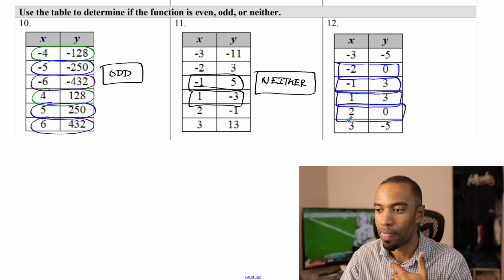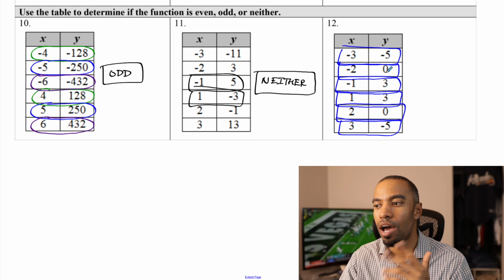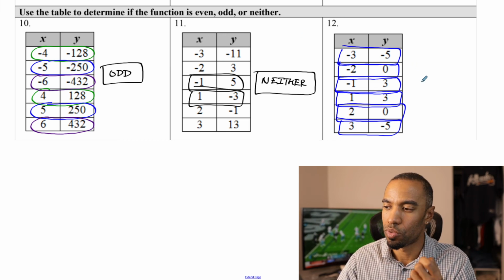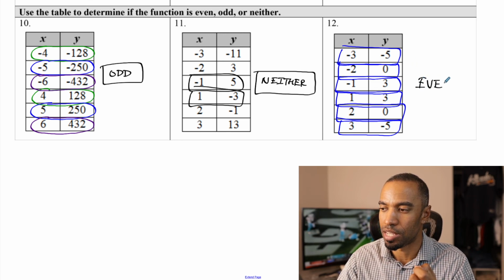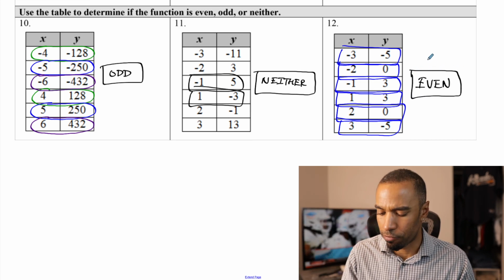That's good. We expected that. And then (3, -5), (-3, -5). Good. Opposite x is same y. Opposite x, same y is something that an even function would do. That's what this is. We are looking at, folks, an even function with that symmetry across the y-axis. And that ought to do it for this one.